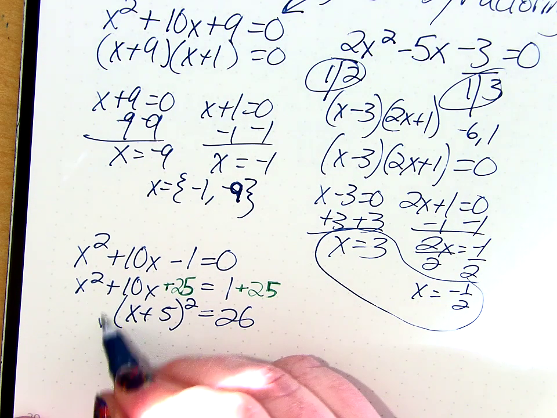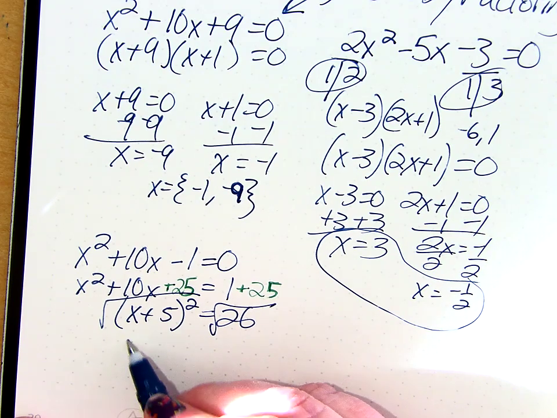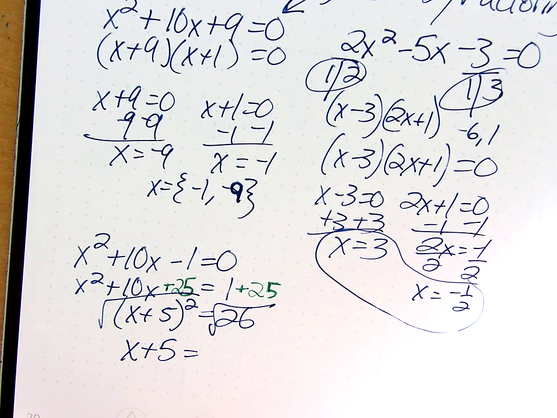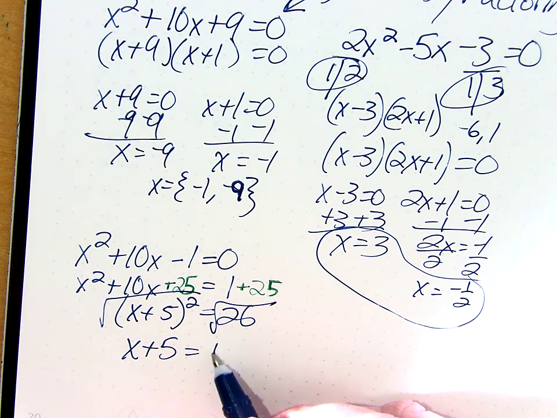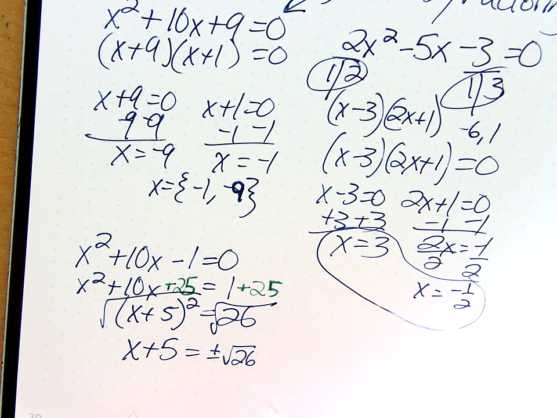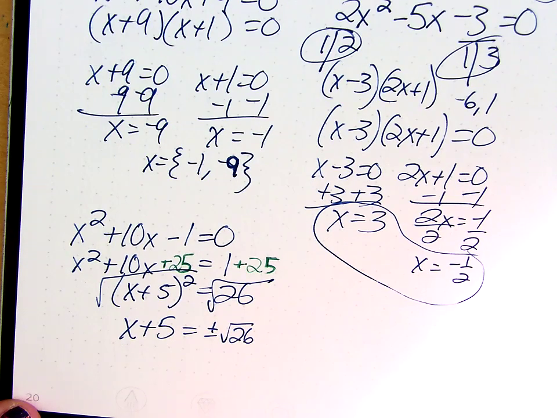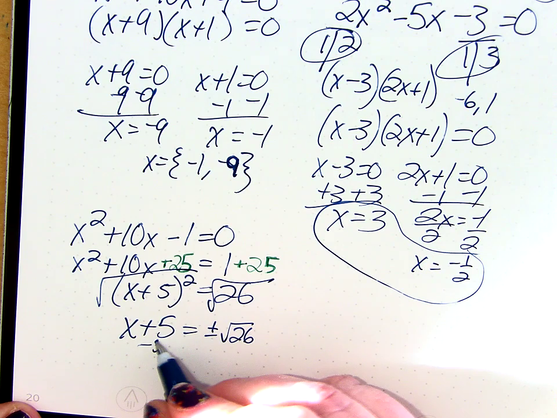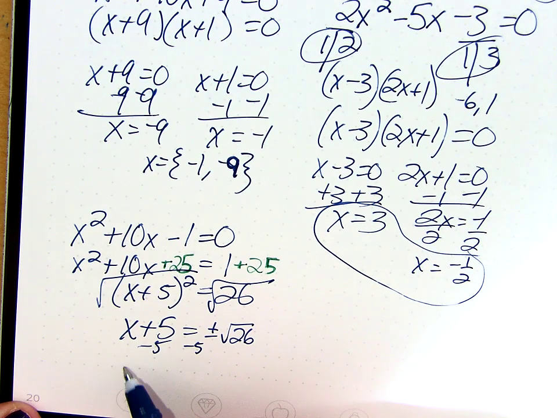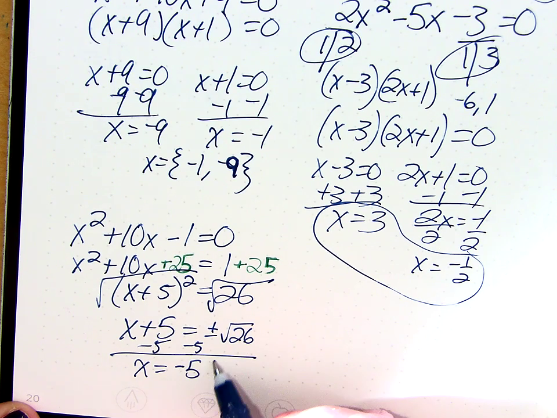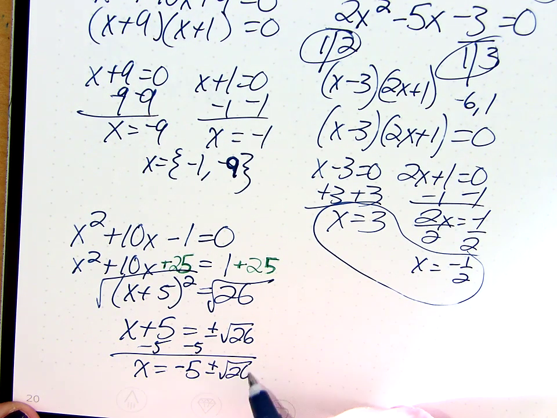square root both sides. So I get x plus 5 equals, now the square root of 26 doesn't simplify, so I'm just going to leave it as positive negative square root of 26. And then I'm almost there. All I have to do now is minus that 5. And remember what we do, you stick it right up in front. So negative 5 plus minus square root of 26.